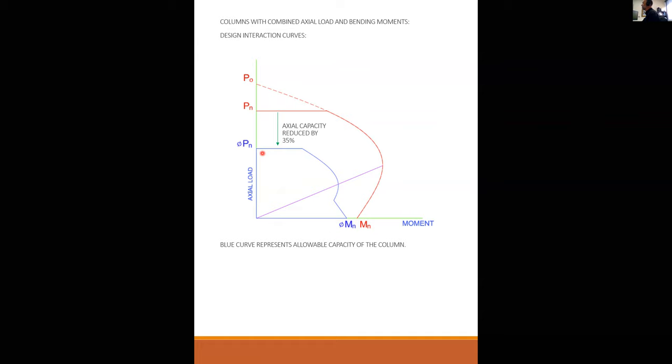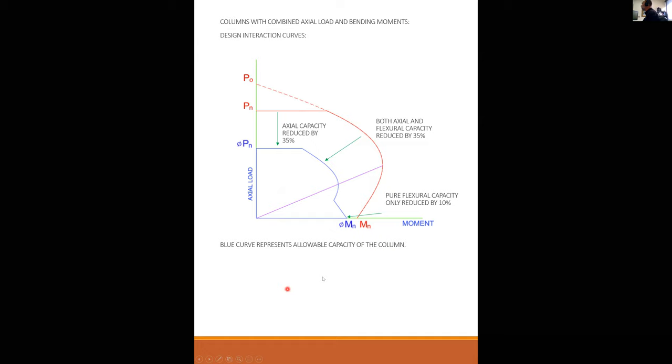Both axial and flexural capacities are also reduced by 35% over here because you're still in that compression zone. So your phi is 0.65. So your axial capacity and your moment capacity both drop by that 0.65. So that's why this surface here is so far inboard of this surface here. That's that phi factor reduction.